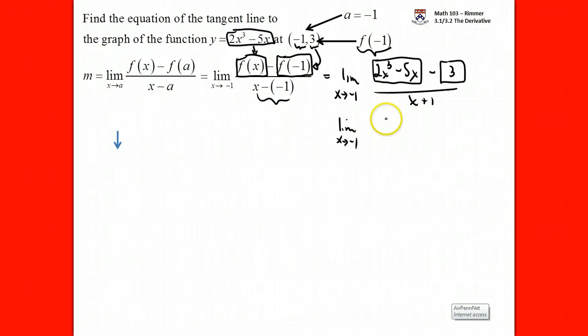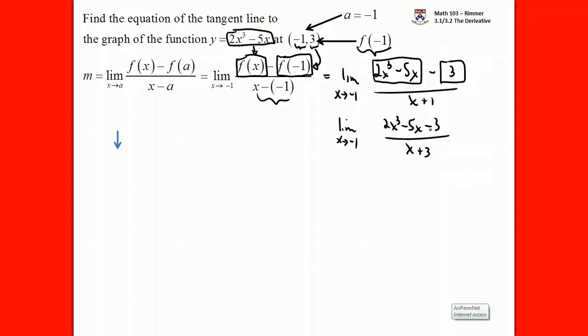Now that is cubed, right? Yep. 2x cubed minus 5x minus 3. I do it this way because I want you to see how bad this could possibly get doing it this way.